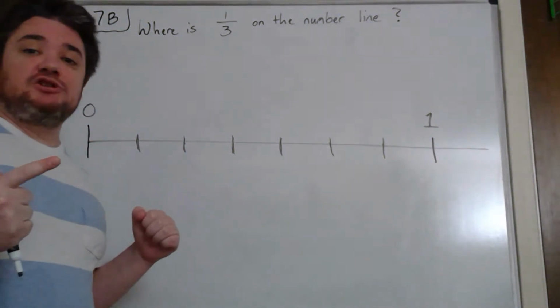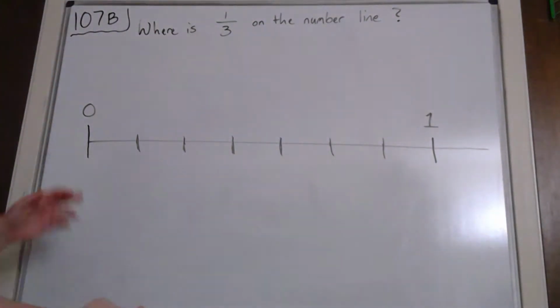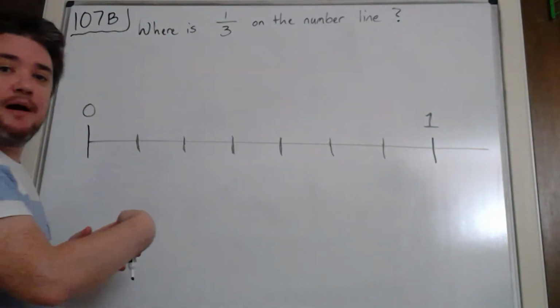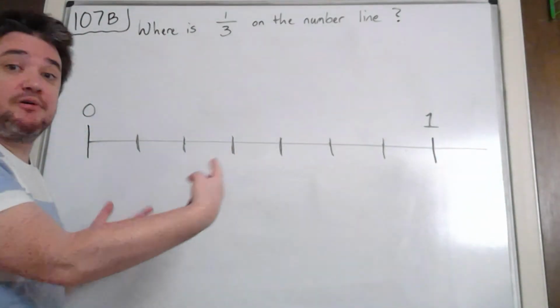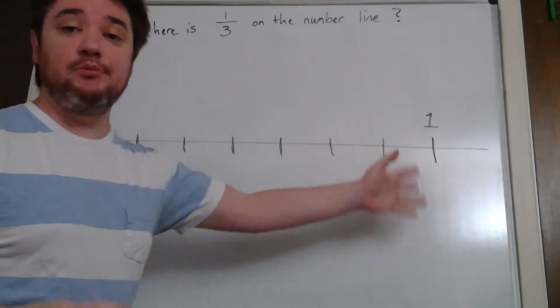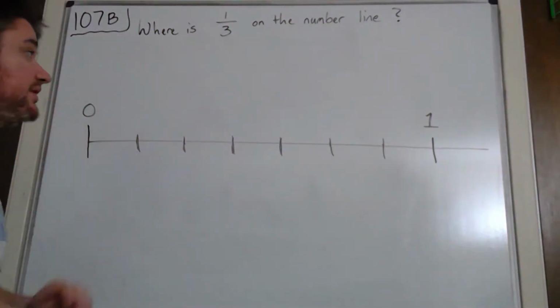So part one of the definition says establish a whole. Here I've got my number line, and on it I see a 0 and a 1. In this problem, the whole is already established for us. We just want to acknowledge that we're given a distance between 0 and 1. That's a whole. That's one whole unit.